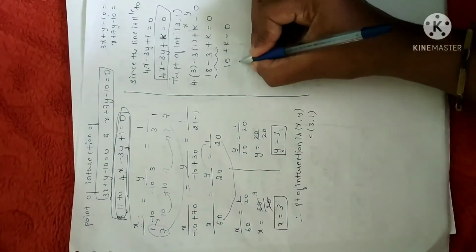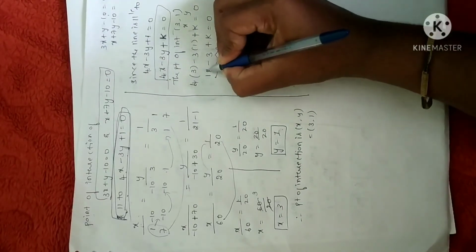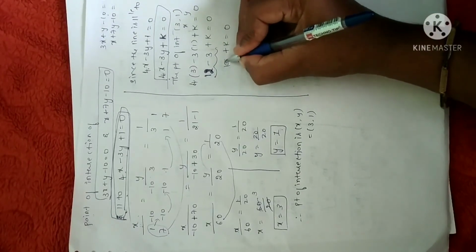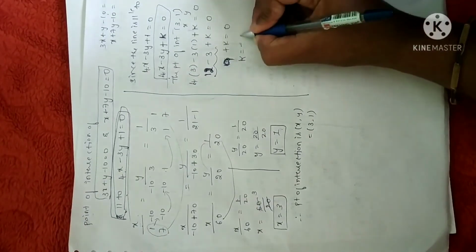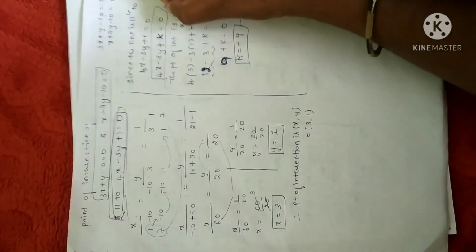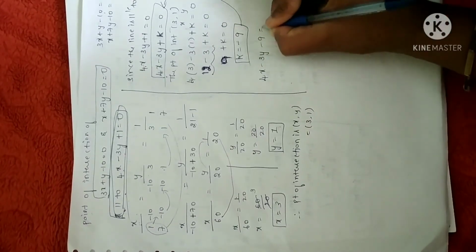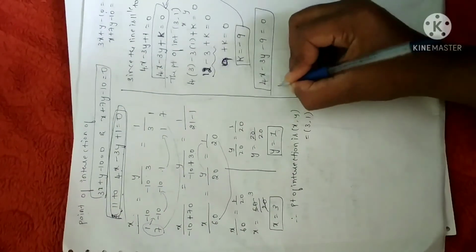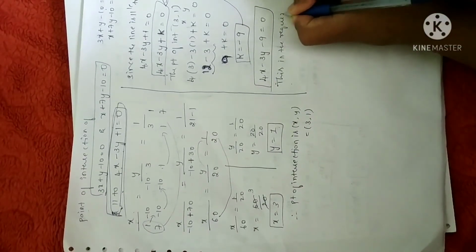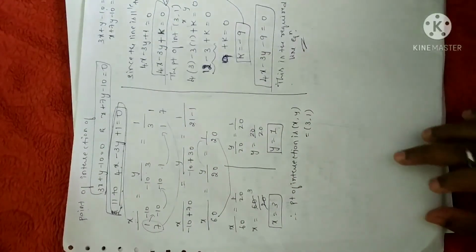So what is the value of k you have? k is equal to minus 9. Now I have to put the value of k in this equation. 4x minus 3y minus 9 is equal to 0. This is the required line equation.